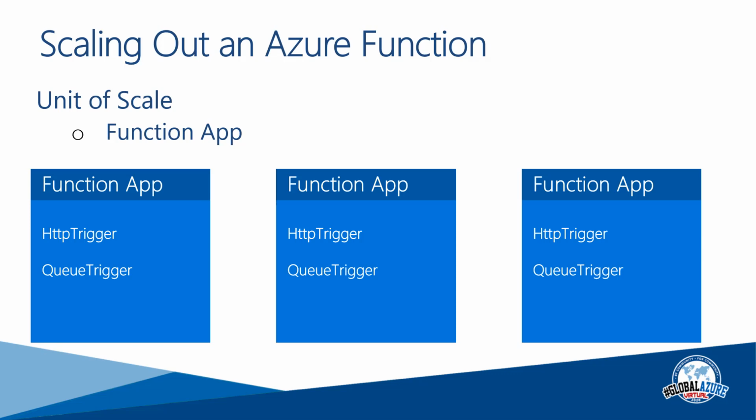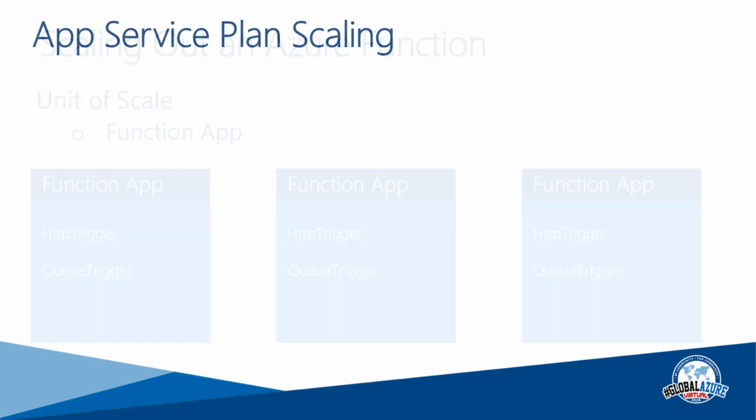So the HTTP triggered function is also included when you're scaling out because the scale out is at the function app level. If for some reason you only wanted your queue triggered function to scale out, then that's where you probably would put that in its own function app. But just keep in mind the fact that that is the unit of scale.